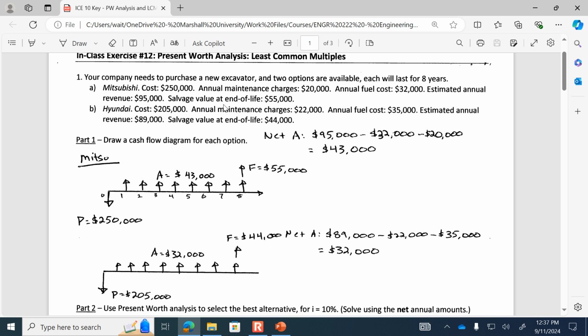So it's a matter of preference. The way that I depicted it here was a single net annual amount and then that lump sum future value as a standalone F in year 8.